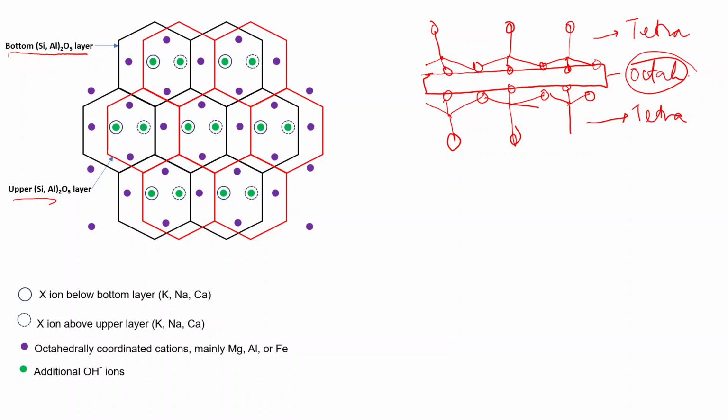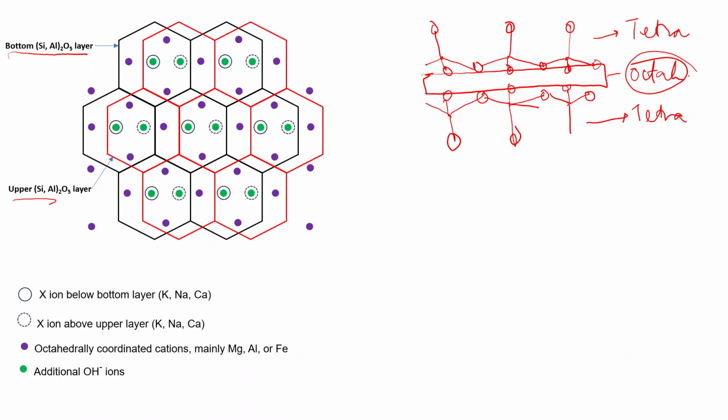Since now in between these two layers we are getting ample space, there you will get different types of ions sitting in it. So in this diagram you can see the larger circles, even with the one that is solid or even broken lines, they represent the X ion, which is represented by either potassium, sodium, or calcium. And the purple ions here, they are octahedrally coordinated cations, mainly magnesium, aluminum, or iron. And these green ones, they are the additional hydroxyl ion. We'll see later how hydroxyl ions get incorporated in this.